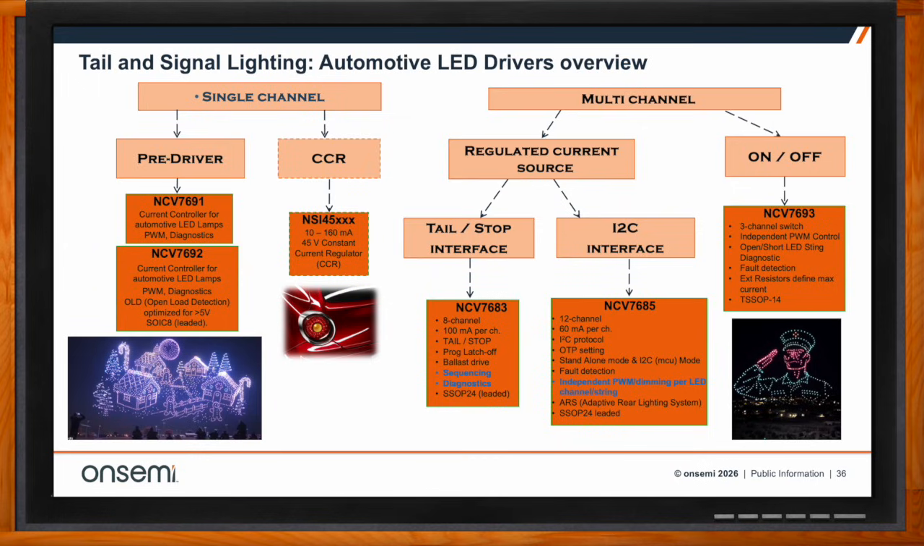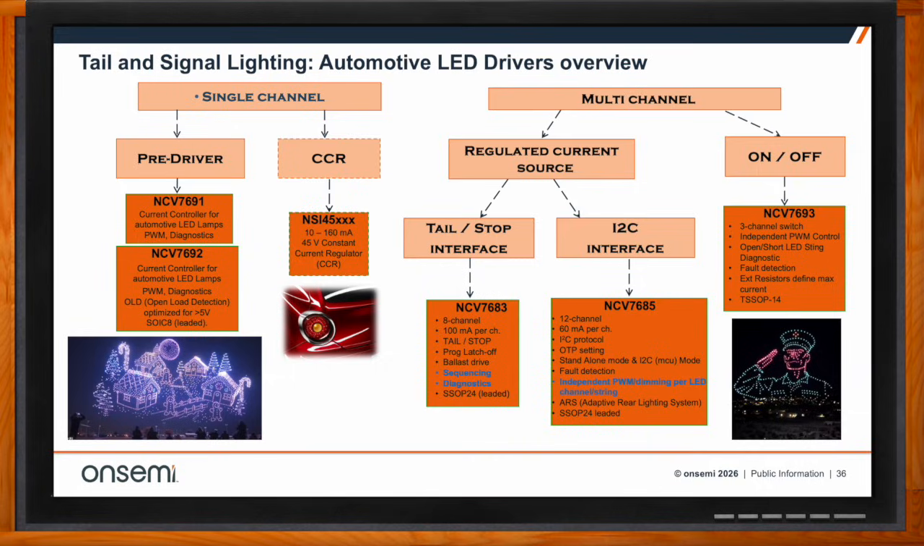We have 8-channel, 12-channel lighting. A lot of these, they have fault detection. They have built-in diagnostics, open short LED string diagnostics. And we also have what are called CCRs, or constant current regulators, as well. So those are low-cost solutions. So a lot of different options for lighting.